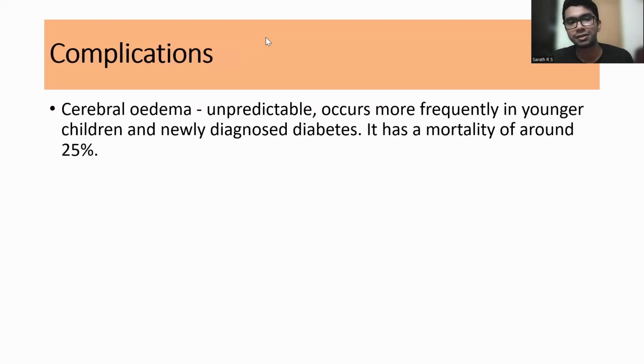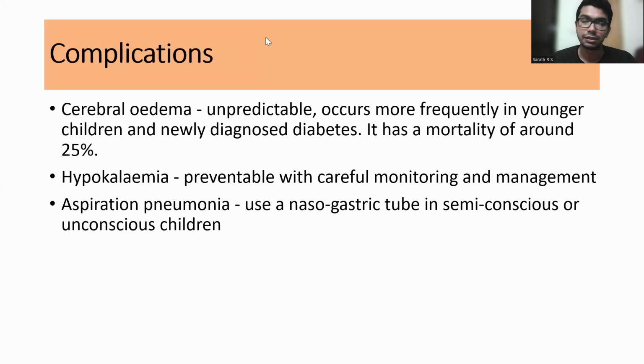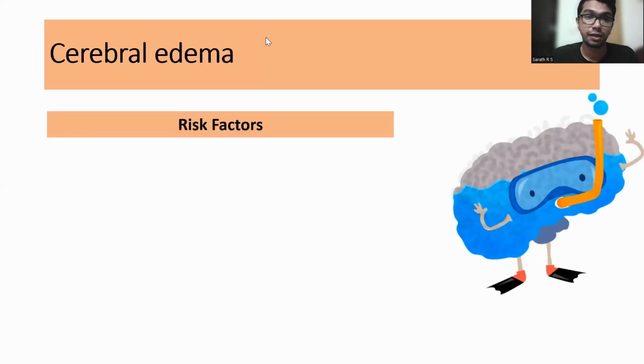Coming to complications. The most feared complication is cerebral edema, which is unpredictable, and it usually occurs in younger children and newly diagnosed diabetes. It has a mortality rate of around 25%. Hypokalemia is preventable. You have to increase the concentration of potassium in the maintenance fluid, or you can decrease the rate of insulin. Aspiration pneumonia: if the child is not in proper sensorium, he or she can aspirate. At that time, you can insert a nasogastric tube and aspirate all the stomach contents. The most dreaded one is cerebral edema.